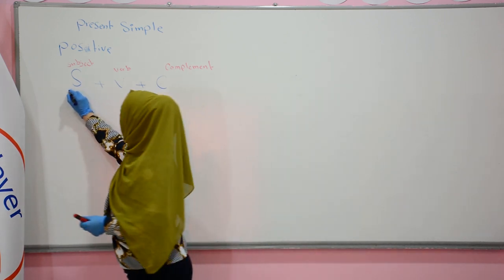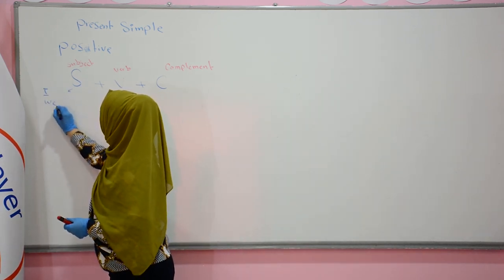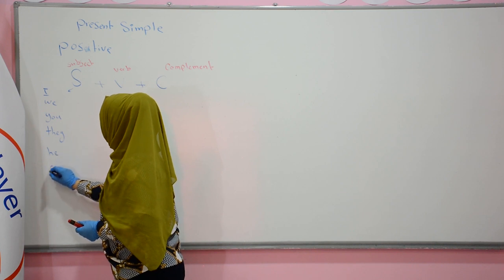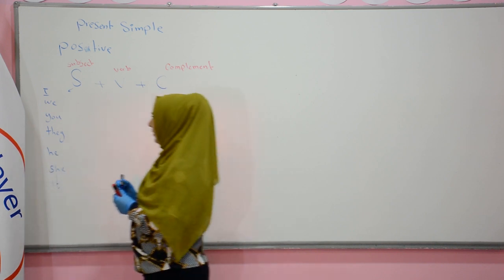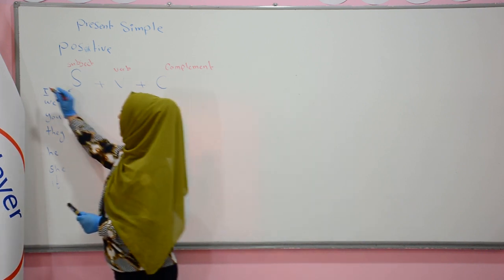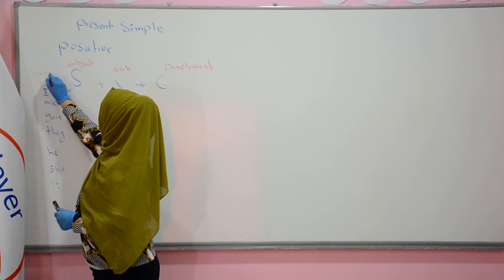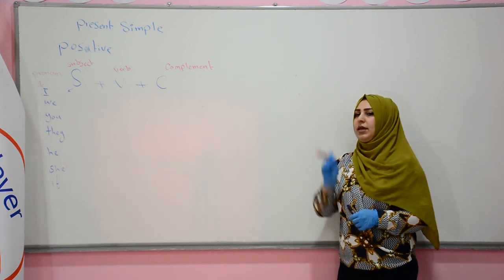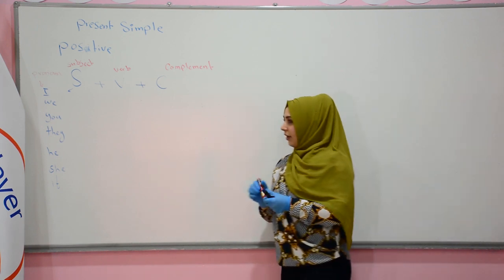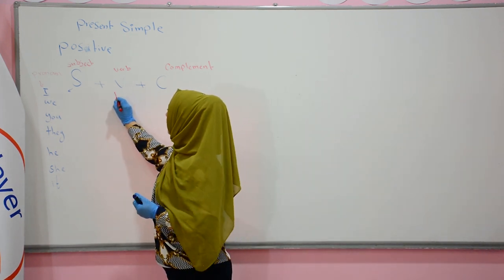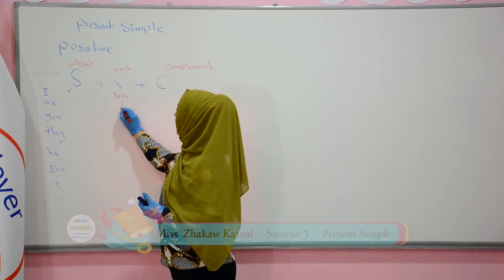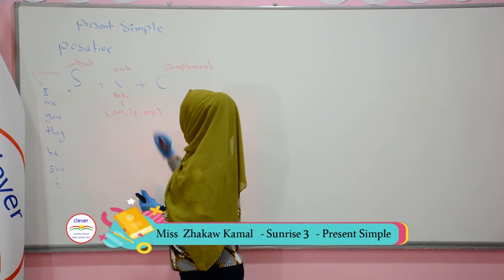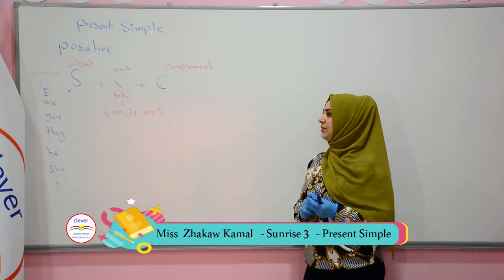We have I, we, you, they, he, she, it. That's the pronoun. Okay, this is pronoun. I, we, you, they, he, she, it. Okay, a verb, it will be what? The verb will be to be. What's verb to be? Verb to be is is, are.